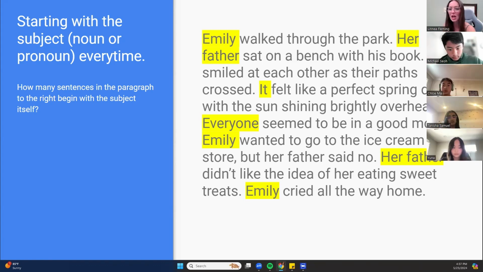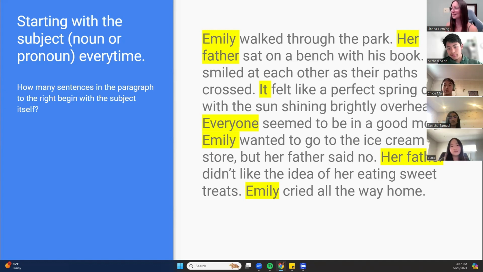Welcome, welcome, welcome. Okay, so I have a paragraph here. I wrote this, but I wrote it with the help of ChatGPT. I wanted to see if ChatGPT could write me a paragraph where every single sentence starts with the subject. Yes, I use ChatGPT. I think it's fine to use it if you cite your source. Okay, so this is what ChatGPT said to us.